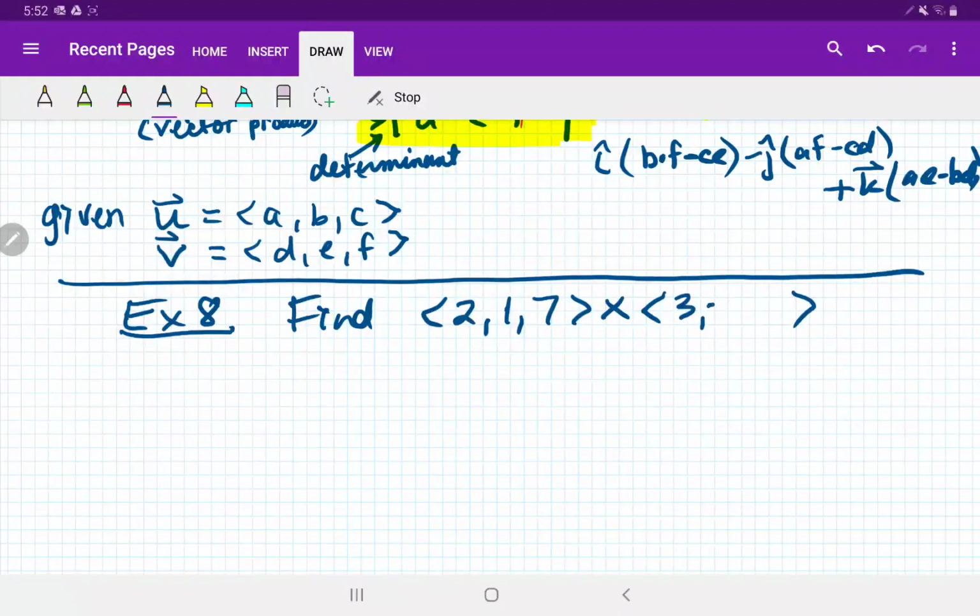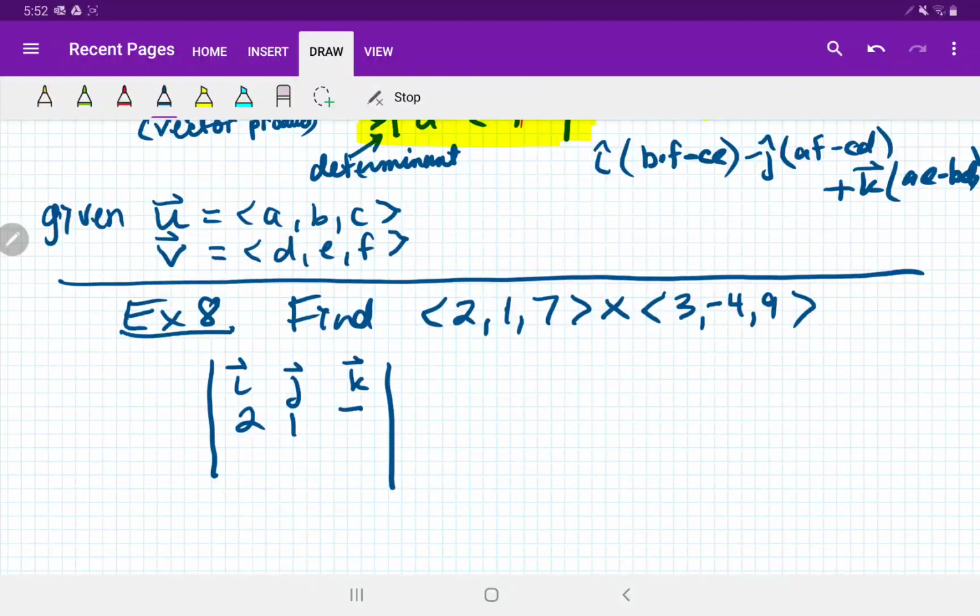And 3, negative 4, 9. Okay, so what you're going to do is set up a determinant. Okay, and you're going to put i, j, k. It's really hard for me not to do those hats. So let me try to make sure, because I know some of you are not in my personal class. Here we go. And then 2, 1, 7, 3, negative 4, 9. Okay, so you set it up like that, and then you have to find it.